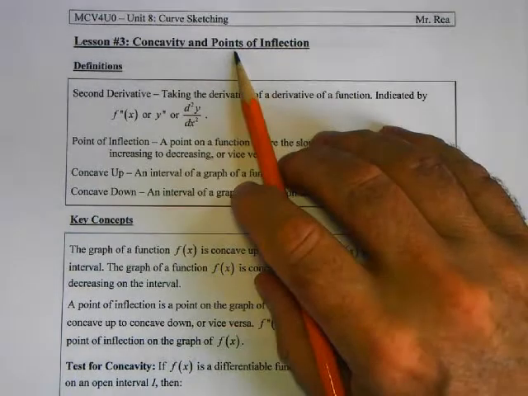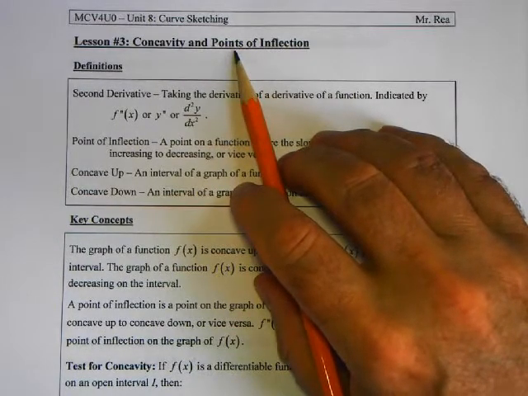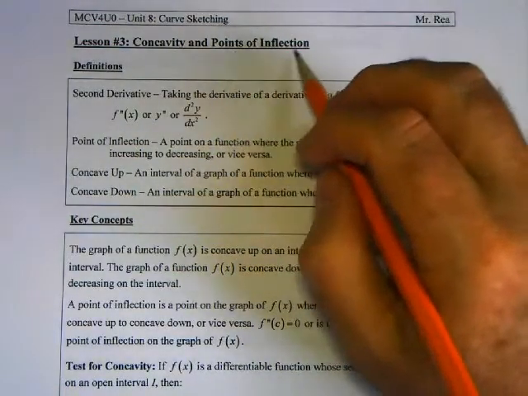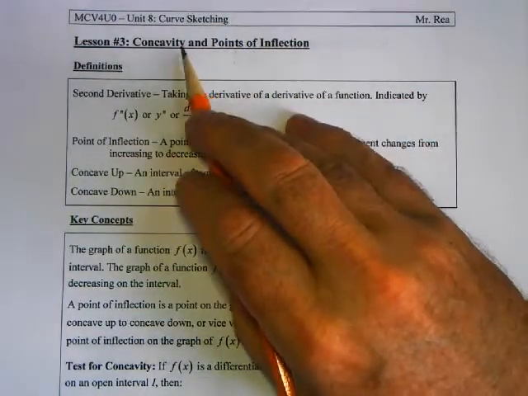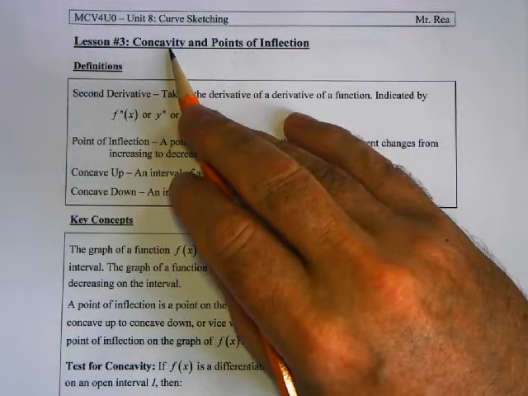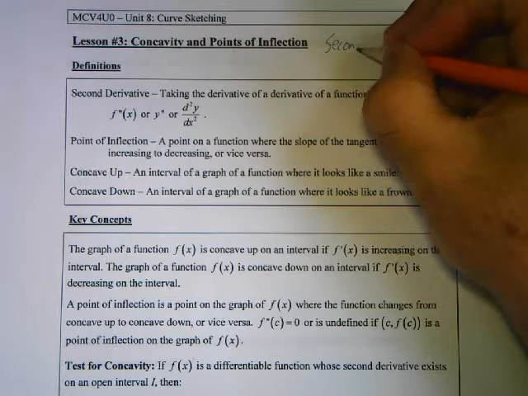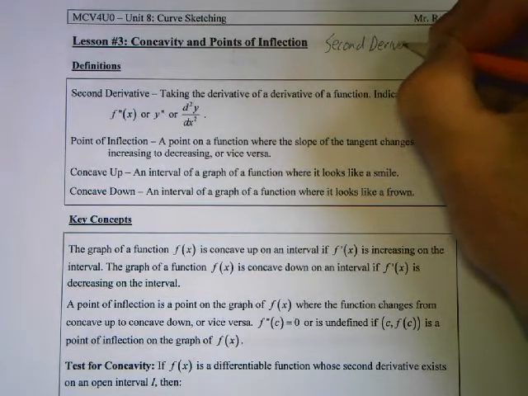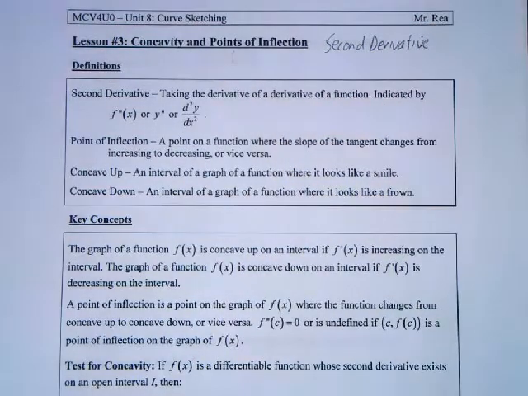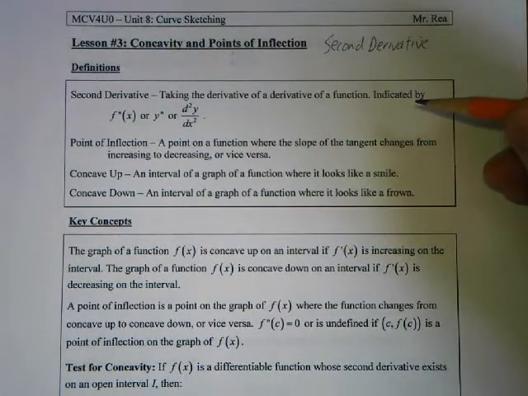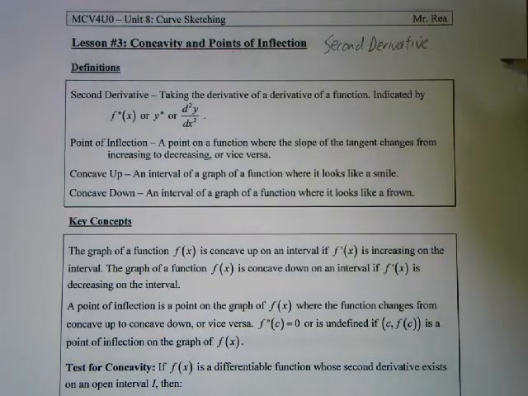What we're actually finding when we do the second derivative are the points of inflection. We'll talk more about what those points mean and how they relate to concavity. This is basically using the second derivative. If you remember, about 3 lessons ago we did a lesson on velocity and acceleration, which was also looking at the second derivative, so it's very much related to this lesson.